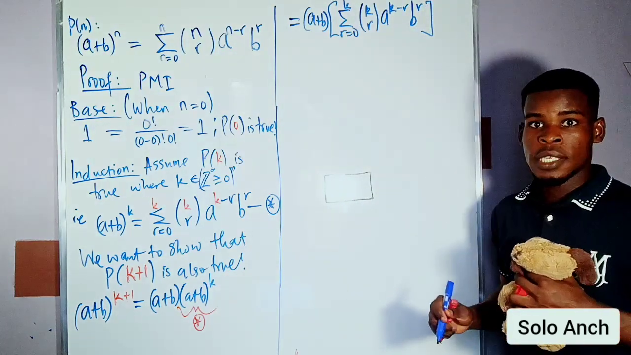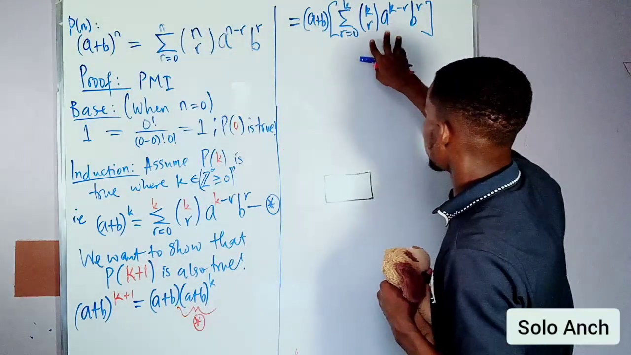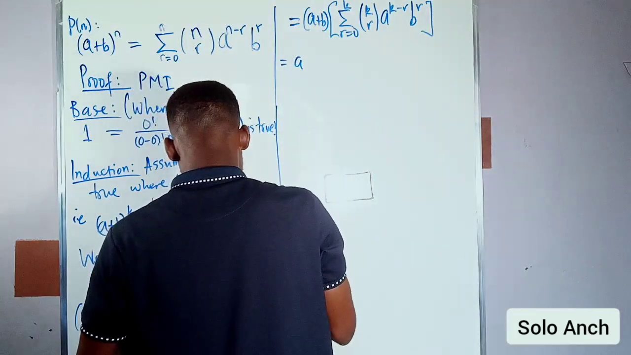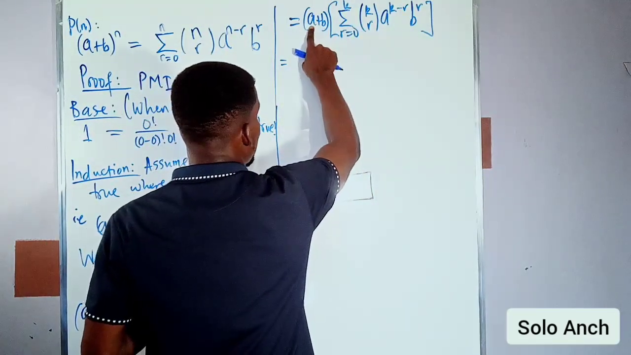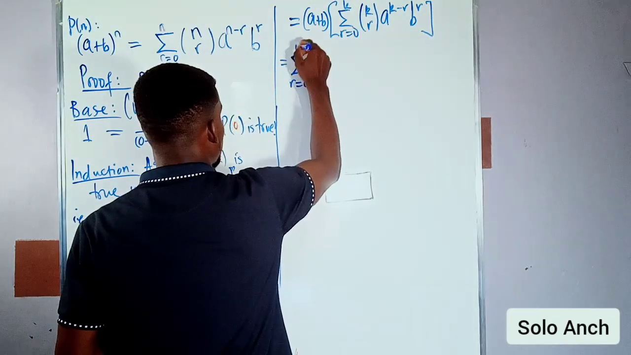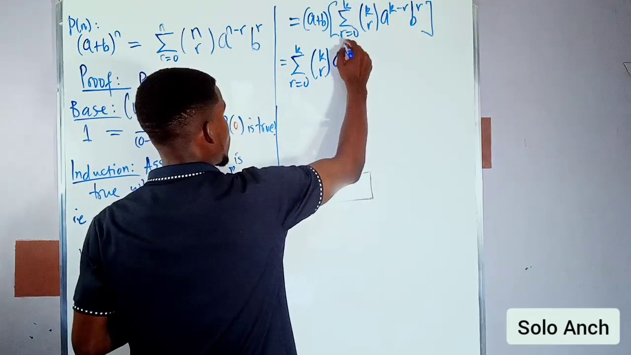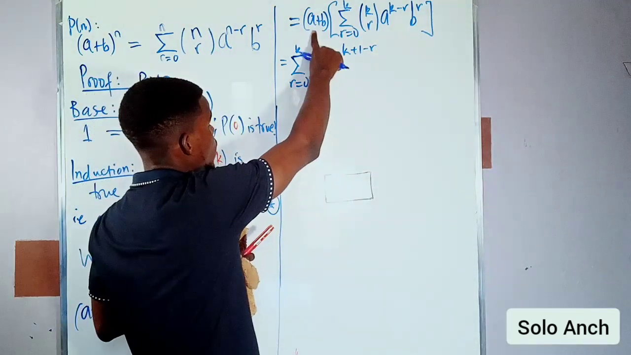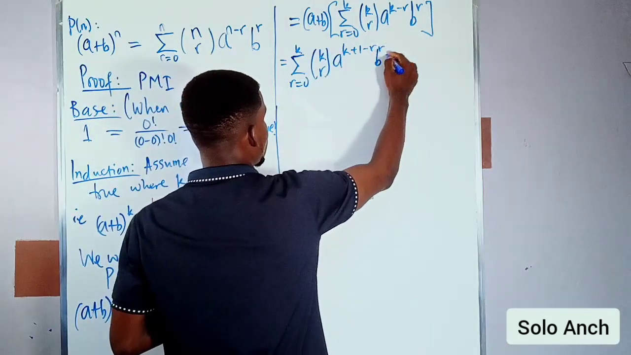Good, great. So let's distribute. We're going to multiply this by a and then add it with multiplying by b. So that will be a times that sum. In fact, let's write it out. If you multiply this sum by a, this a will increase the power of a. That means you're going to have the sum as r starts from 0 to k of k choose r, then a raised to the power of k plus 1 minus r. So I've increased the power of a by 1, and then we put the b to the power of r there.